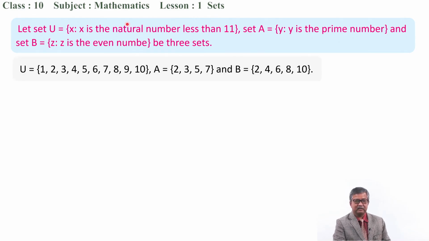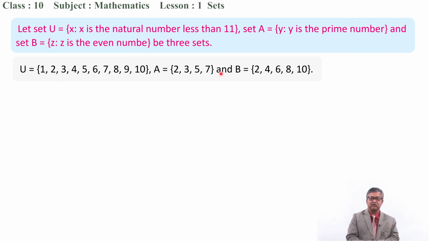From these sets, we have to write the sets in the listing method. Set U is equal to {1, 2, 3, 4, 5, 6, 7, 8, 9, 10}, because less than 11, so up to 10 only. The prime numbers less than 11 are 2, 3, 5, 7, so set A is equal to {2, 3, 5, 7}. The even numbers less than 11 are 2, 4, 6, 8, 10, so set B is equal to {2, 4, 6, 8, 10}. Now we have these three sets: universal set, set A and set B.